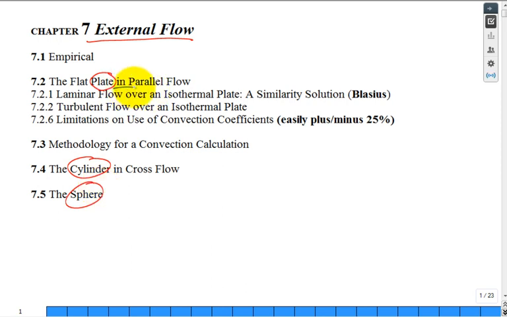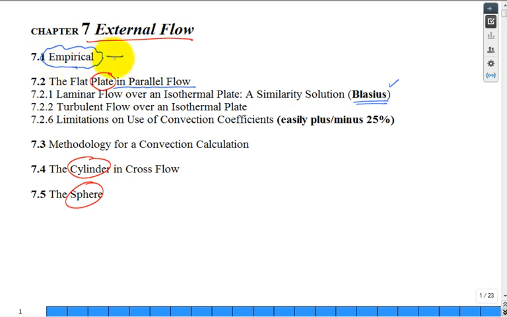Didn't we already do plate? Yeah, but we're going to revisit it, and we're going to go back to something that was in fluid mechanics. So we're going to revisit that out of fluid mechanics, and then we're going to build on it. What happens when it's not laminar? Well, it's turbulent, and now you rely on empirical correlations.